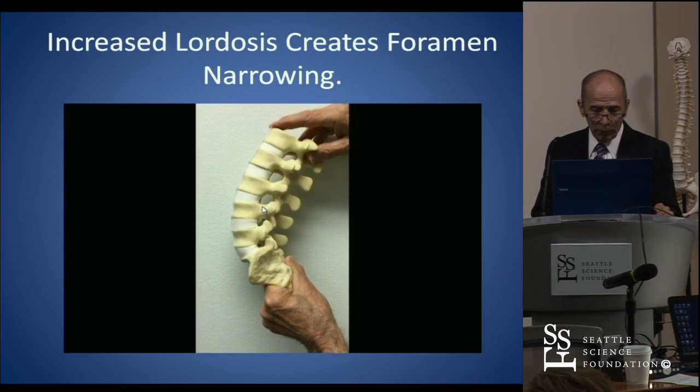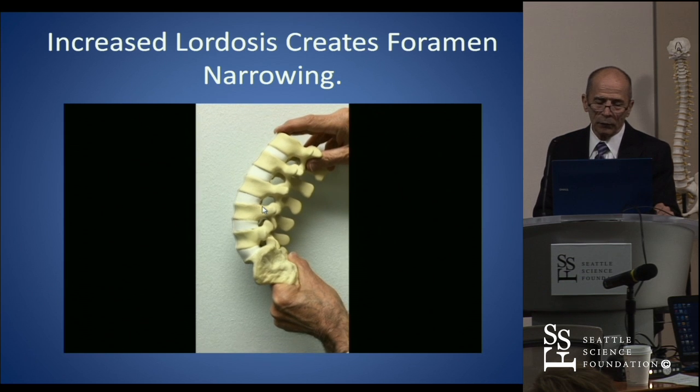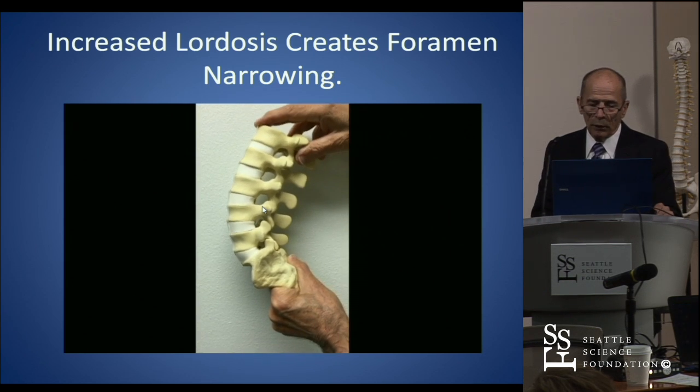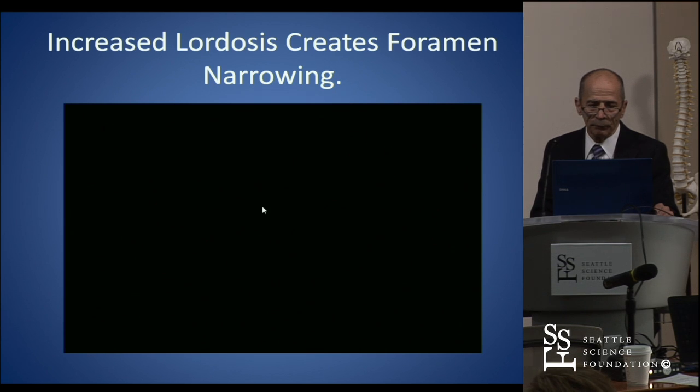This is a video showing when you get an anterior pelvic tilt, you have to compensate, and this causes a narrowing of the foramen.